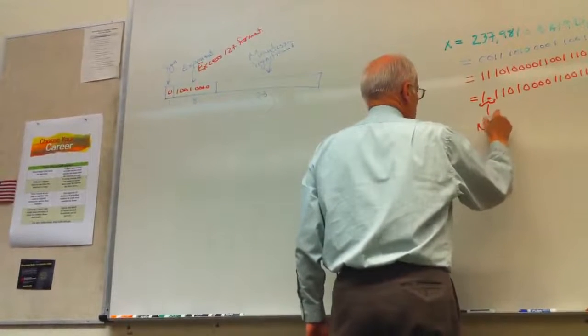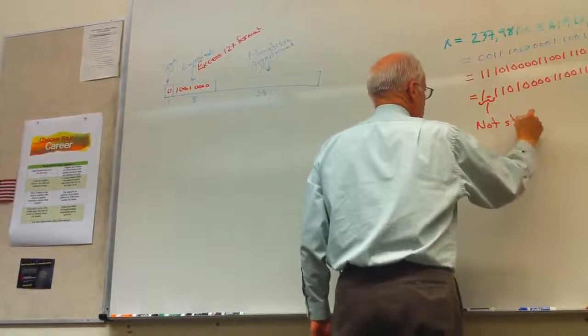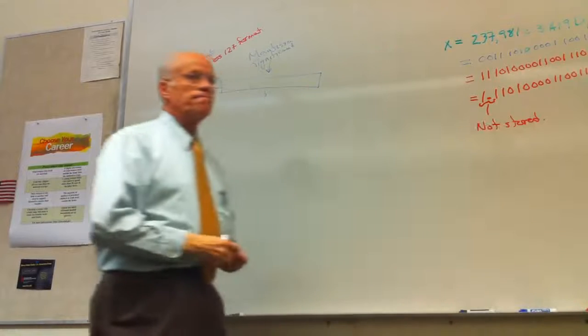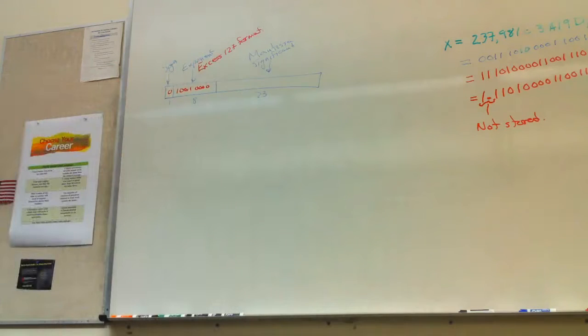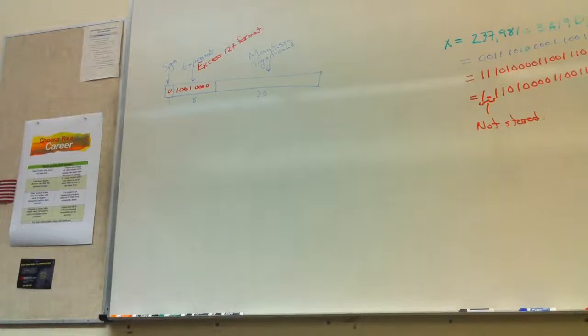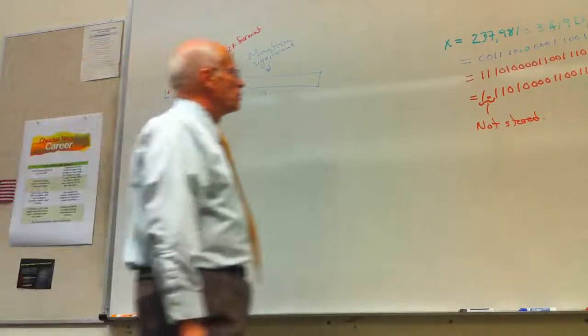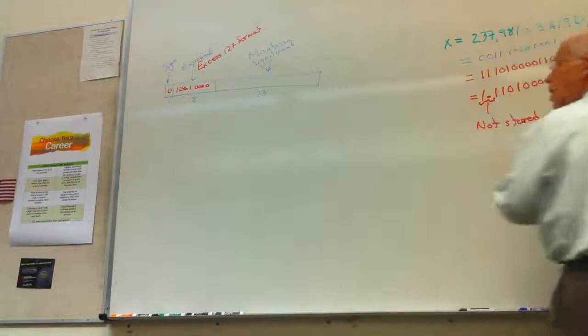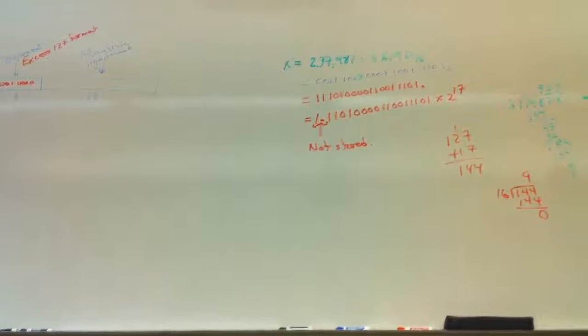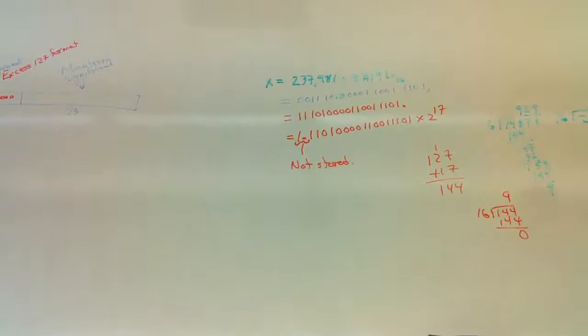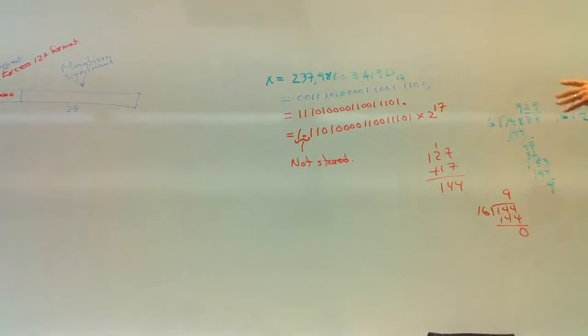This part here is not stored. The 1 and the decimal? Right. Just the 1 and the decimal. The leading 1 is not stored. It saves you one place of storage. And of course, there is no bit that represents the point. The point is just understood to be there.